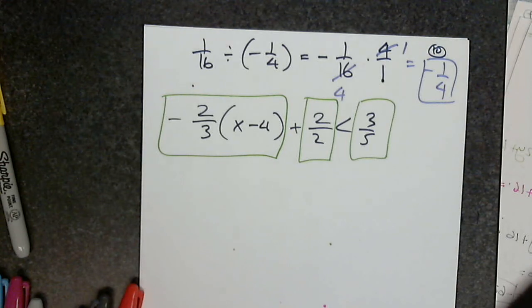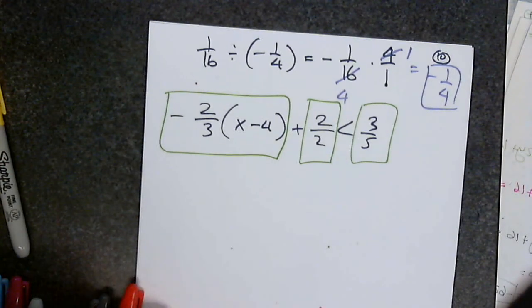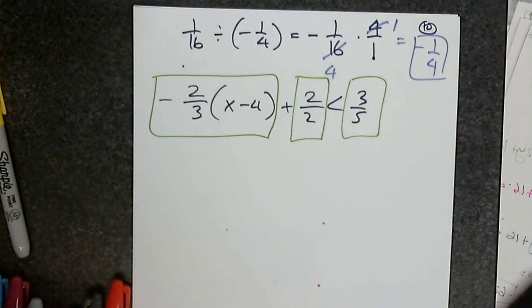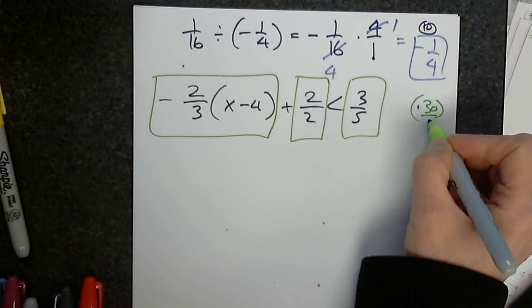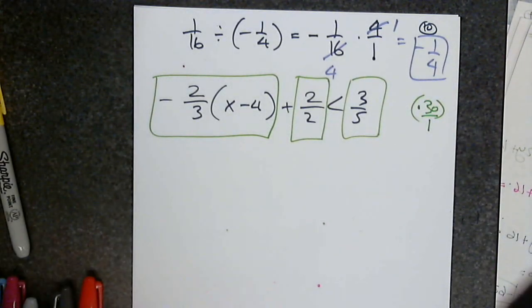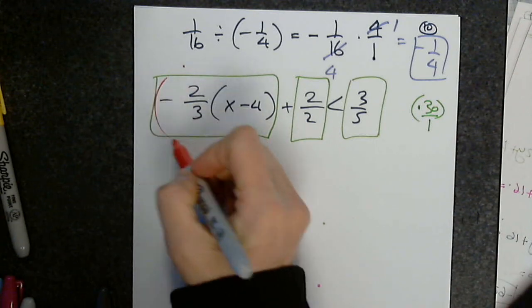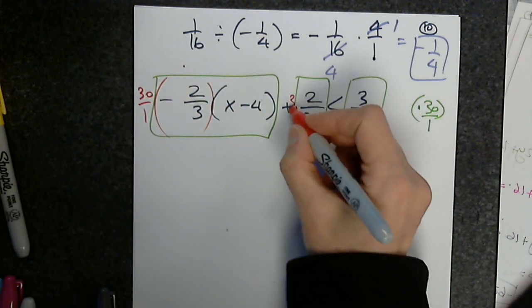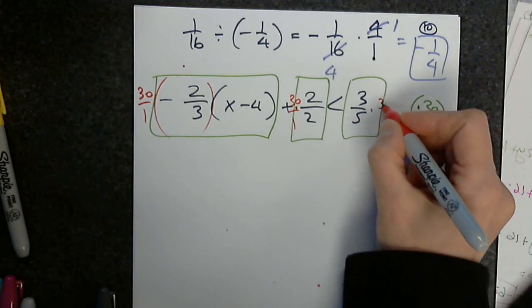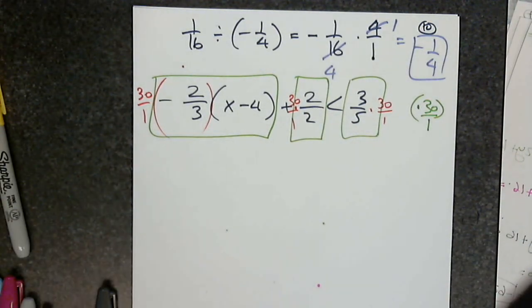If I want to eliminate all fractions, what should I multiply each term by? Of course, 30. So we multiply everything by 30 or 30 over 1. That's the best thing to say. Multiply each term by 30 over 1. So 30 over 1, 30 over 1, 30 over 1.